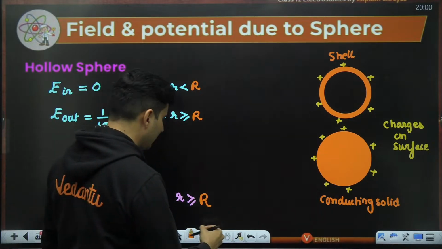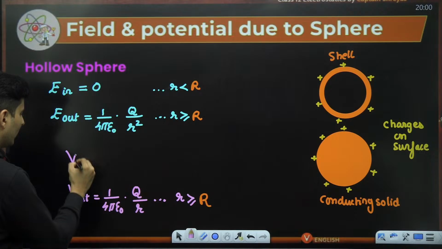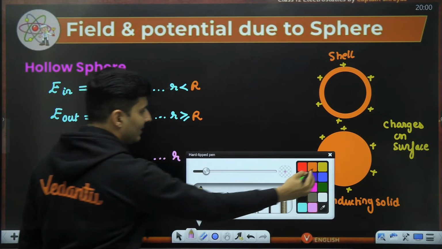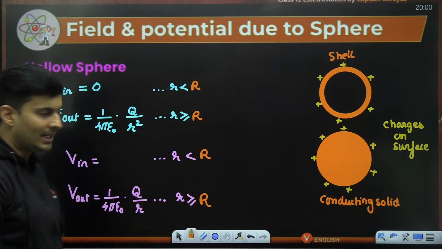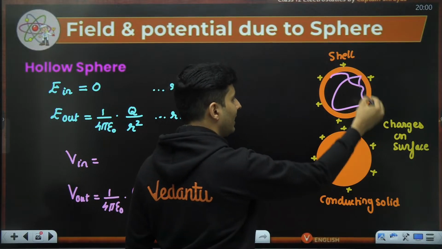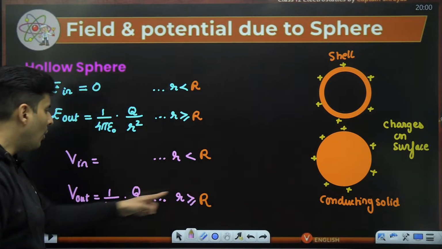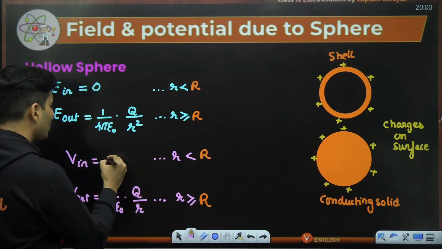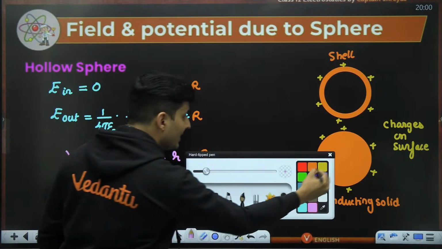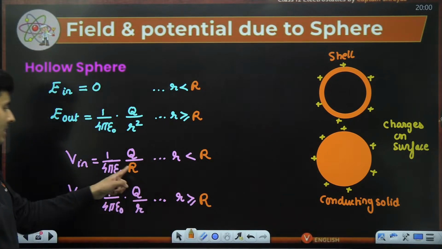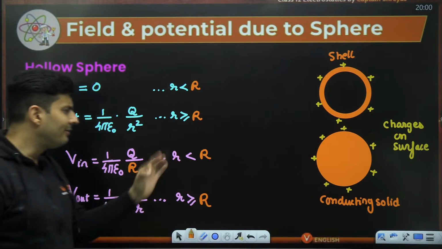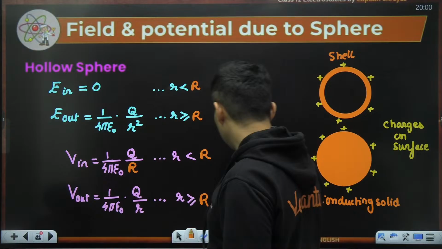But the moment you are inside, be careful. A lot of people make this mistake and say that it is 0. Wrong. It will be constant. It will be the same everywhere, same as that on the surface. How much will it be on the surface? Kq by r, so 1 by 4 pi epsilon naught q by r, where r is the radius of the sphere. This is the crux of this formula. Very, very important, guys.